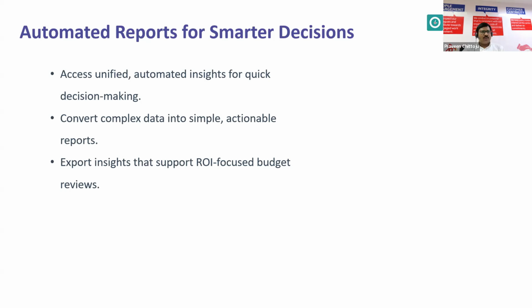So these are the insights that support investment and focus budget reviews. These automated reports help to make smarter decisions by identifying where the problem is, like where we need to direct funds, where it is needed. So it works with the support of AI, to focus budget reviews.